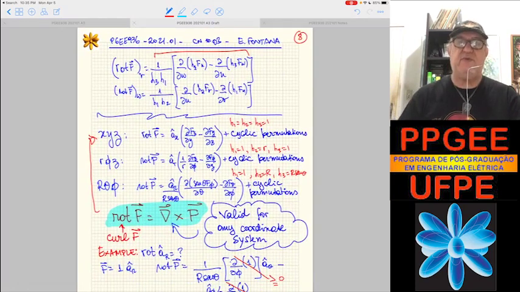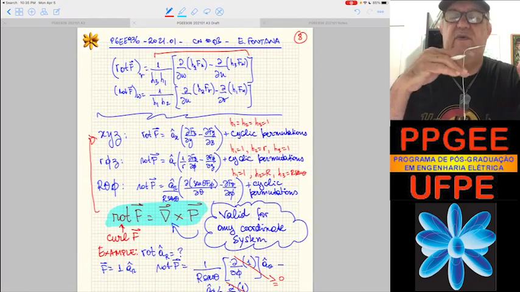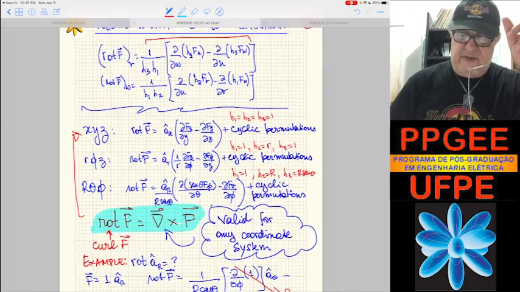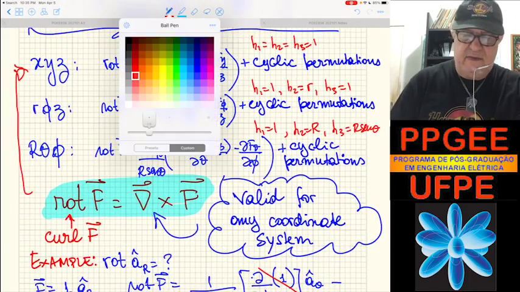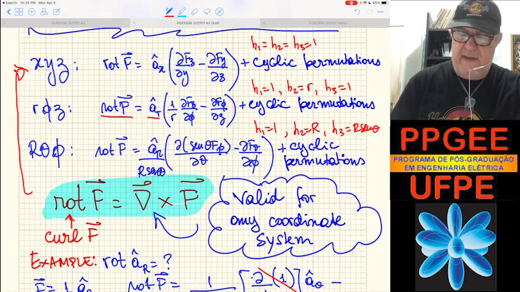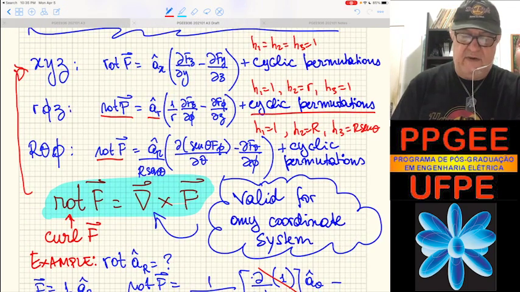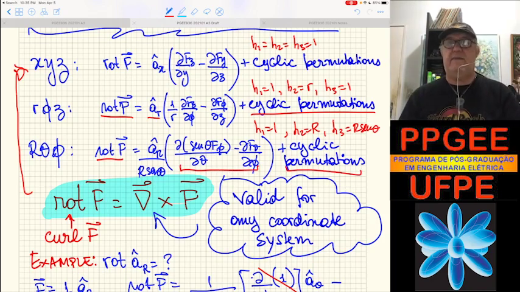I will ask you to do those calculations because it has some H parameters that go out of the derivative and cancel out the denominator. So you have those combinations there. This is cylindrical coordinates, right? AR plus cyclic permutations. In spherical coordinates, you have one component plus cyclic permutations. Then you have that.